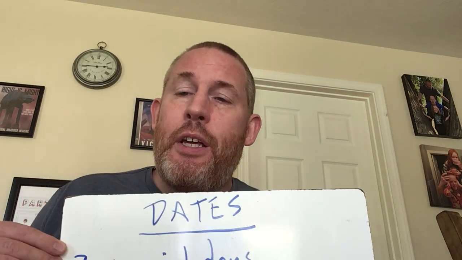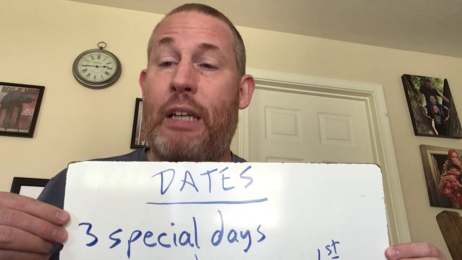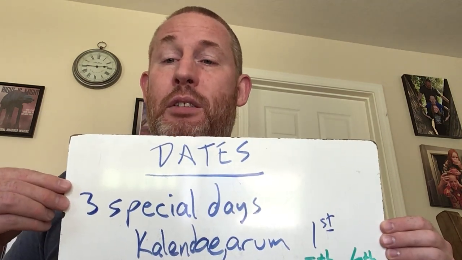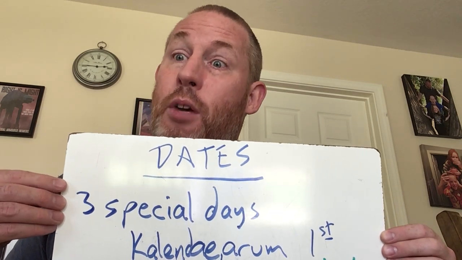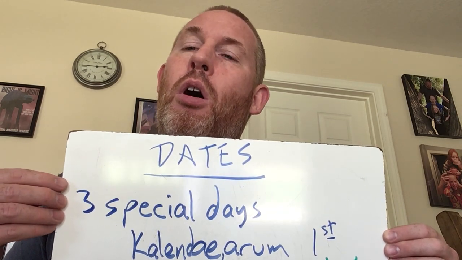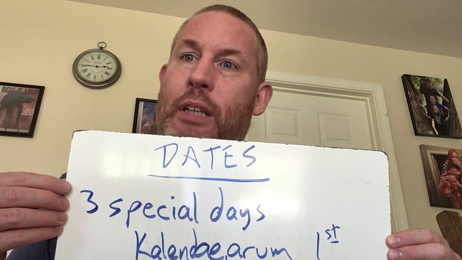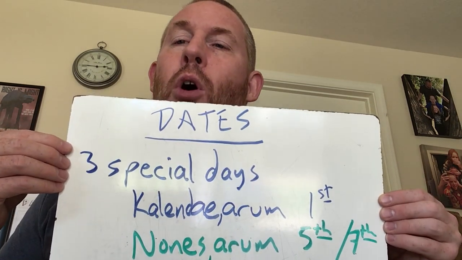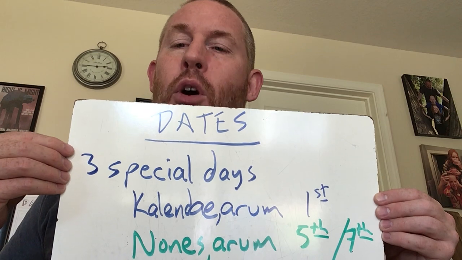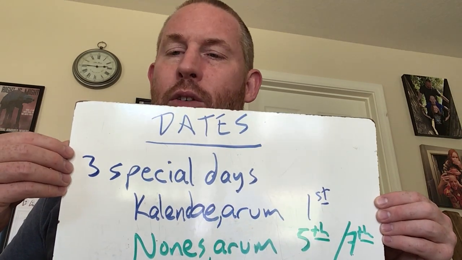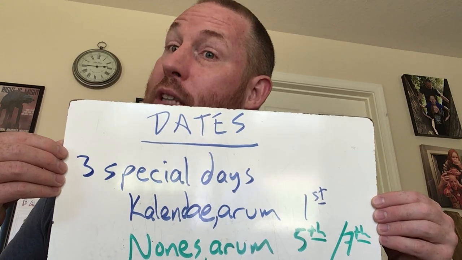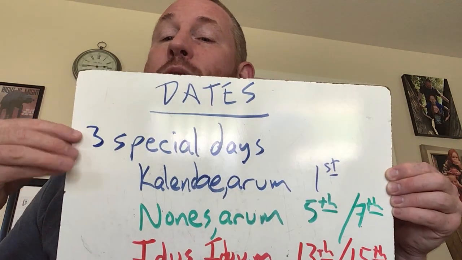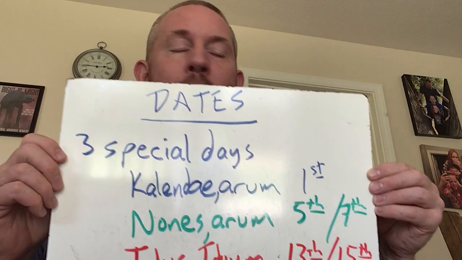Let's talk dates. First thing to know is in dates, there are three special days. There's the calends, which is called the Kalendae, Kalendarum, and that's always on the first of the month. So all the dates surround these special dates. The nones is the Nonae, Nonarum. That should say Nonae. Nonae, Nonarum, and that is the 5th or the 7th. And then there's the Idus. And there should be a macron over that.